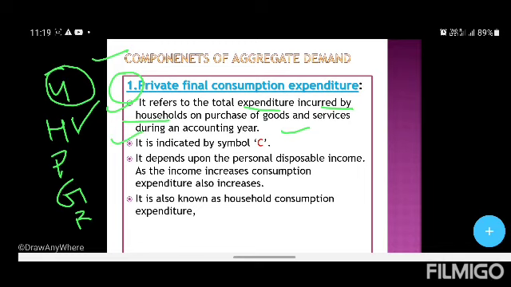It is denoted by the symbol C, which we have already seen. It depends upon your personal disposable income. आपके पास कितनी income है which is at your disposal. आप कितना खर्चा कर रहे हो उस पे डिपेंड करता है आपका कंजम्पशन. जैसे जैसे इनकम बढ़ती है वैसे आपका कंजम्पशन भी बढ़ता है. Consumption expenditure also increases as the income increases. It is also known as household consumption expenditure, क्योंकि जो बच्चे आपकी डिमांड रहती है वही आपका एक्सपेंडिचर बनता है. Therefore, it is also known as household consumption expenditure, or we can say that it is private final consumption expenditure.